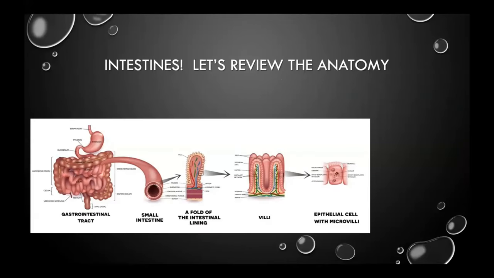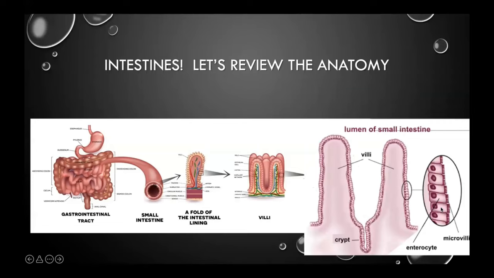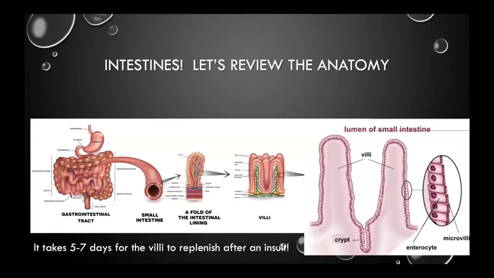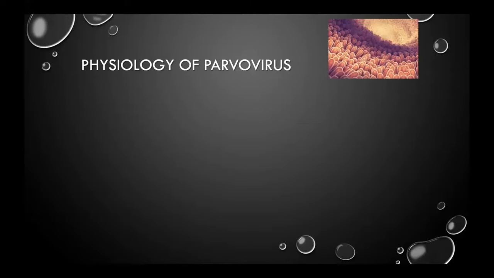So intestines, here's your anatomy review. You've got your GI tract with the small intestines, and in the folds of the intestinal lining, there are the little villi that have the epithelial cells lining. And it's those individual villi, and they have the little microvilli on there. It's those little hairy guys. And what happens with parvovirus, at least, is that it destroys that lining. It can take 5 to 7 days for the villi to replenish after an insult, which is why generally when I treat diarrhea, at least, we treat it for 2 weeks just to make sure it's clear. But 5 to 7 days, usually they're better. We usually treat them with medication a little bit longer just to make sure that gut has replenished.